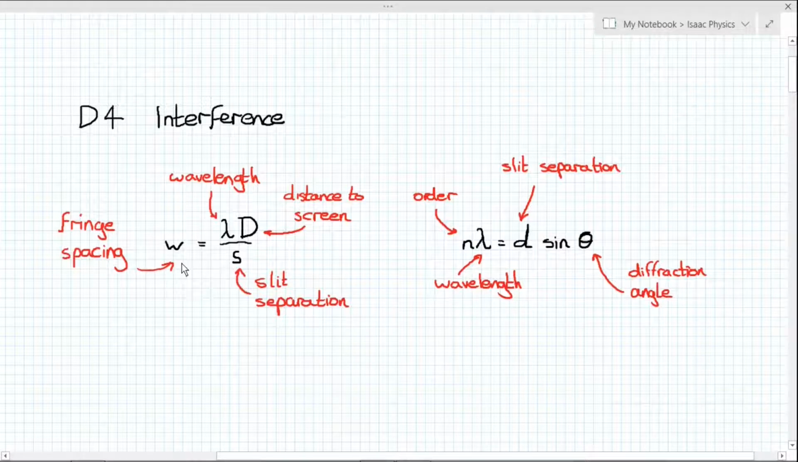or two dark fringes, which is equal to the wavelength of the radiation illuminating the slits multiplied by the distance between the slits and the screen where you are observing the fringes, dividing by the distance between those slits. The second equation for diffraction gratings: we have the order of the bright fringe multiplied by the wavelength, which is equal to the separation of the slits on the diffraction grating multiplied by the sine of the angle between the 0th order, or the straight through beam, and the order n.